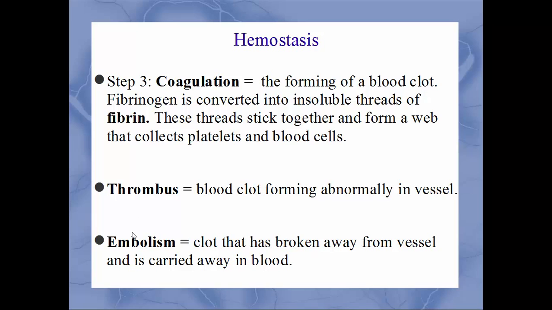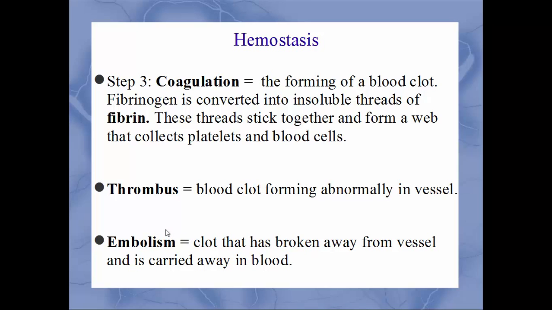Alright, these next 2 terms are often confused with each other because they are related, but they're not the same. The first one, thrombus, is any blood clot that forms abnormally in any kind of vessel. So a thrombus is just another term for a blood clot. When this clot breaks off and starts to travel away from that original site and travel throughout the body, that's when it's called an embolism.